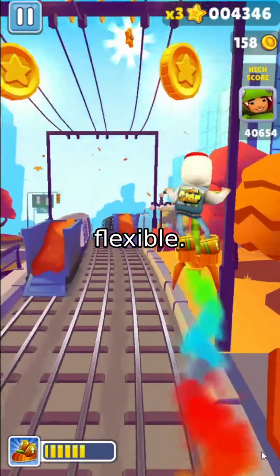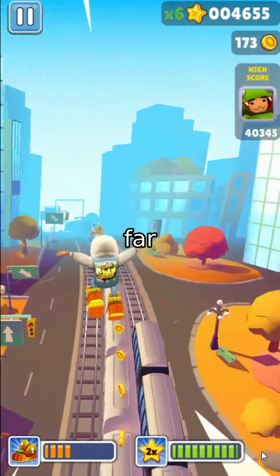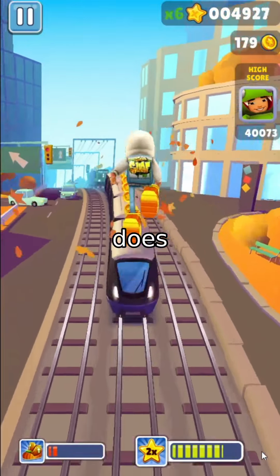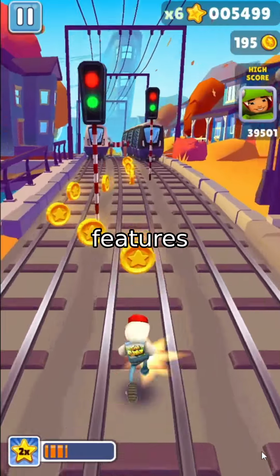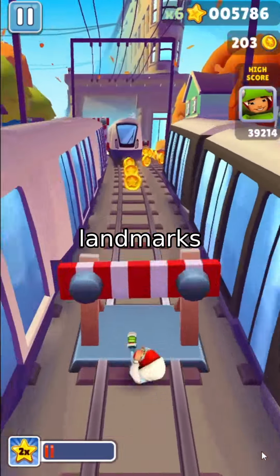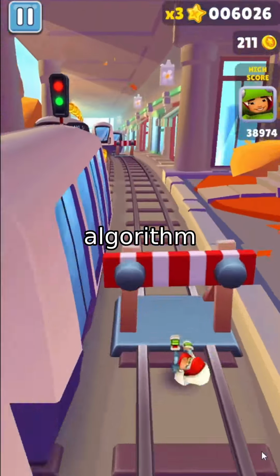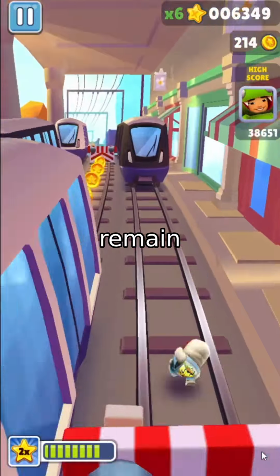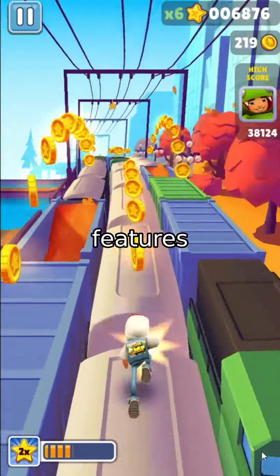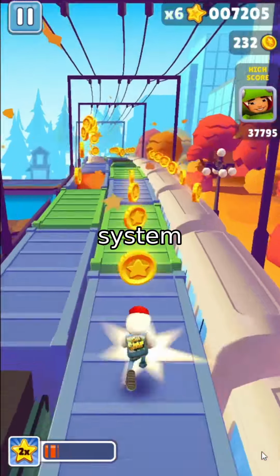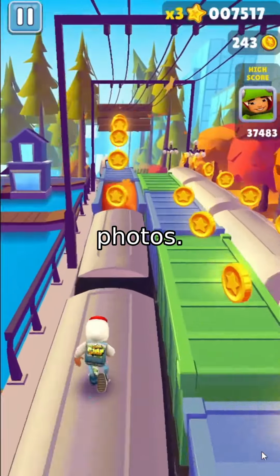This approach is incredibly flexible. It handles missing data or noise far better than older methods. But how does this magic happen? Let's break it down. First, the system detects features in the images. Think of this as identifying landmarks in a city. The SIFT algorithm excels here, pinpointing unique points that remain consistent even when images are scaled, rotated, or lit differently. These features act as visual fingerprints, allowing the system to recognize the same objects across multiple photos.